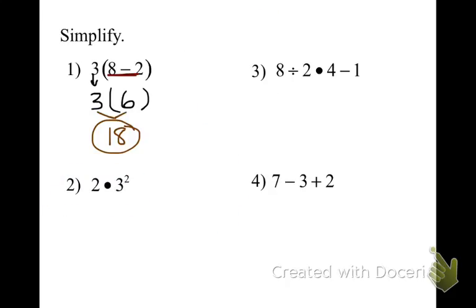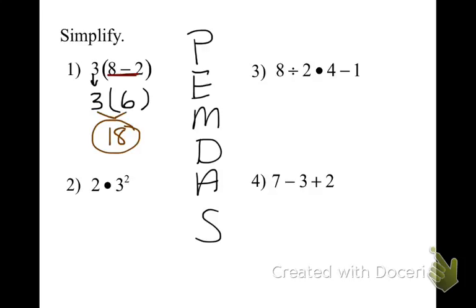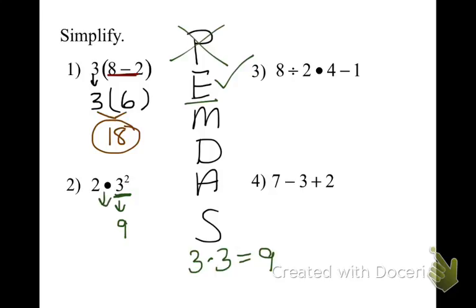So once again, I have to know my rules. My rules are PEMDAS. And I take a look at example number 2. Now, are there any parentheses? No. Are there any exponents? Yes, there are. I have 3 squared. What's 3 squared? 3 squared is 3 times 3, which will give me 9. So I bring down my 9, I bring down my multiplication symbol, and I bring down my 2.